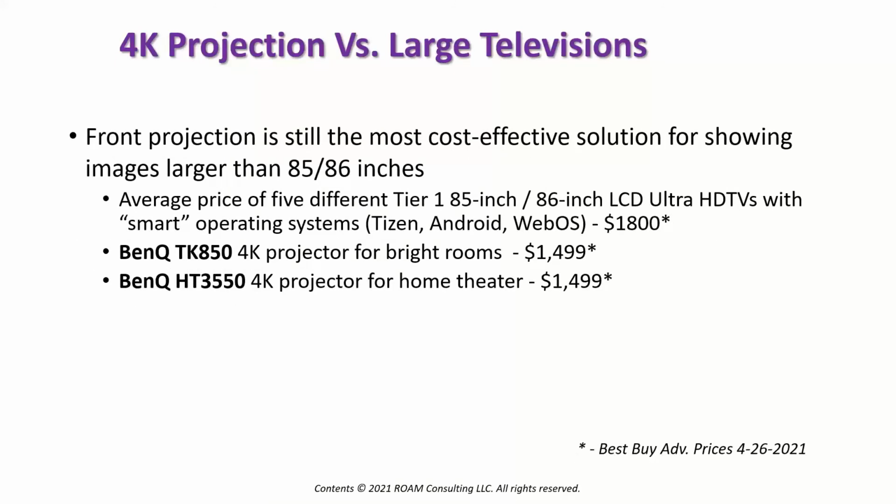So the fact remains that if you really want a cost-effective way of getting images larger than 85 or 86 inches, you're going to have to go with projection. To give you an idea, I did some online pricing. I picked the average price of 5 different tier 1, primary manufacturers, primary brands, 85 or 86-inch Ultra HD TVs with smart operating systems, like Android and WebOS. The average price was $1,800.